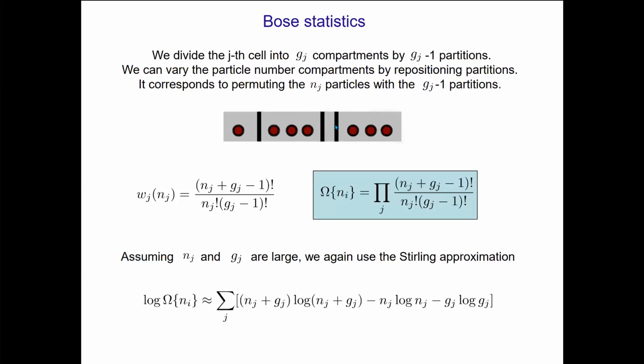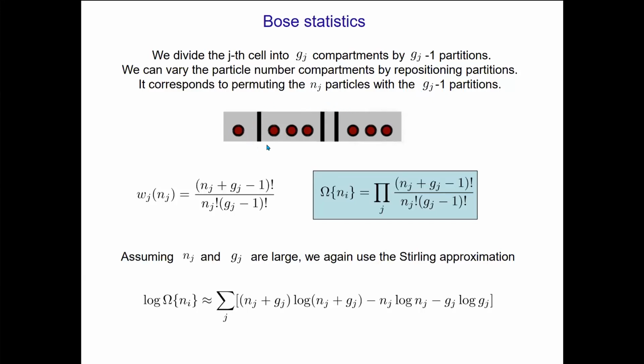So, for example, if you move all partitions to the left, the first 3 quantum states will be empty and all particles will be in the last quantum state. So moving them around, we basically cover all possibilities to distribute Nj particles among Gj cells.